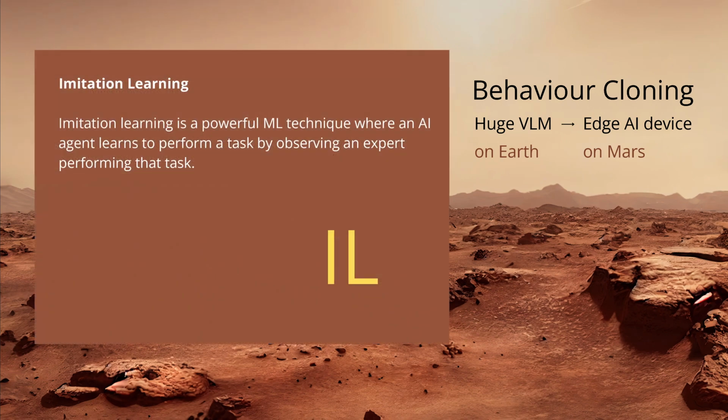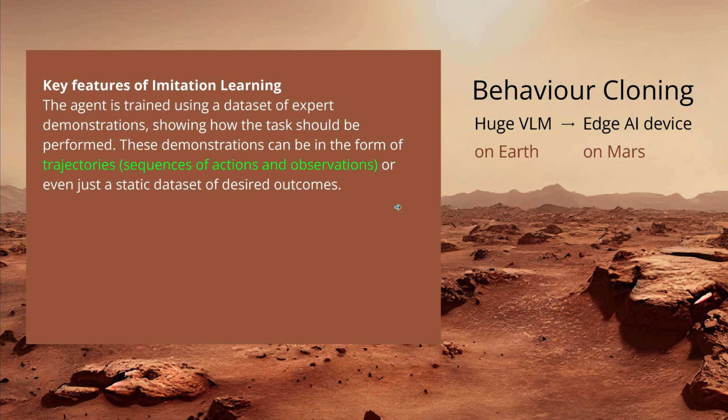Now, behavior cloning is a sub-function of imitation learning. And imitation learning, we know for years, is a powerful machine learning technique where an AI agent learns to perform a task by observing an expert, a human expert, performing that particular task. Now, the feature of imitation learning is simple. You have an AI agent trained using the data set of those expert demonstrations, learning exactly how the task should be performed, how we build the shelter for the first human astronauts on Mars.